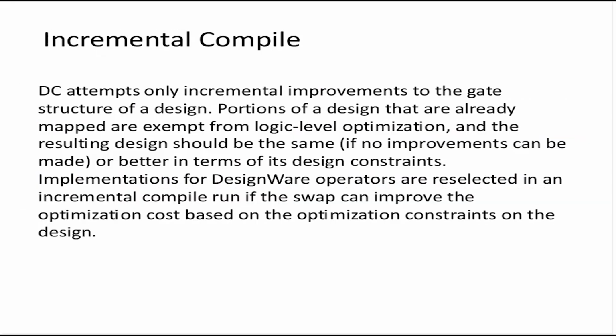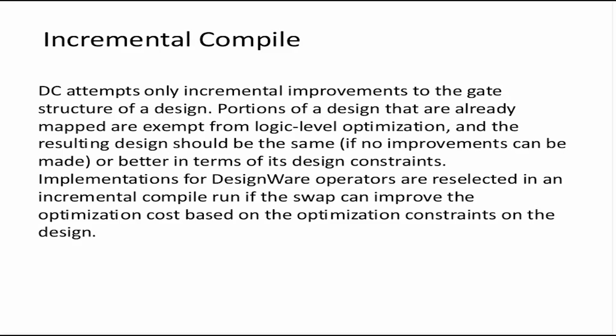Another option is the incremental compile. Incremental compile is usually the second pass onwards. That means at first you should run without the incremental compile option, so that the whole compile process takes place. Then let's say after the full compile is done, you feel that one of the input delays is slightly low and you want to increase the input delay. You can do that and then do an incremental compile.